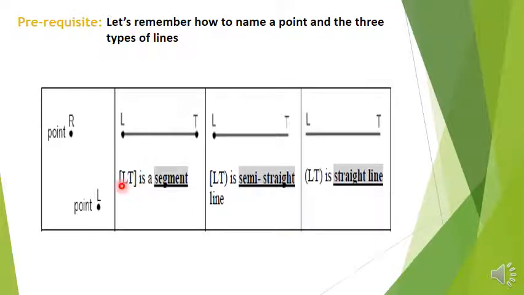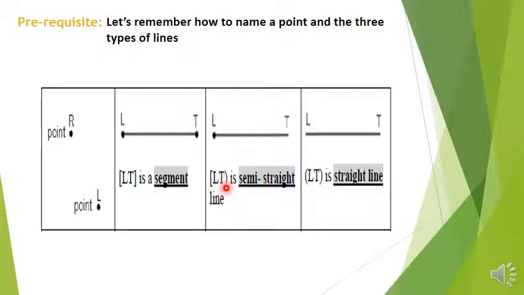Brackets indicate a segment. If we cut this segment from this side, it will have one starting point and on the other side no ending point. This one in this case is a semi-straight line, or it's also called a ray. In this case, its name is LT. L is closed, we have a starting point. We put a bracket, while it's open at T.